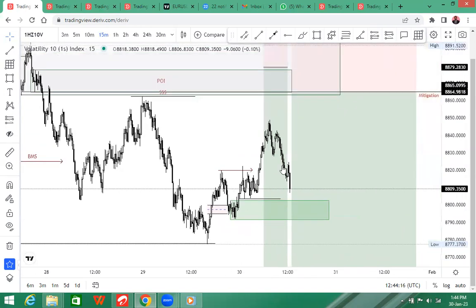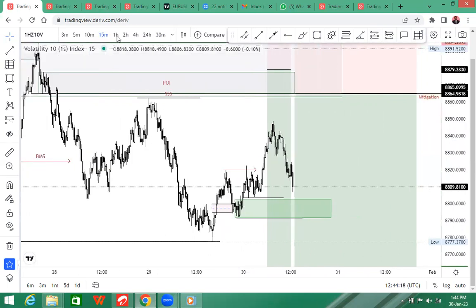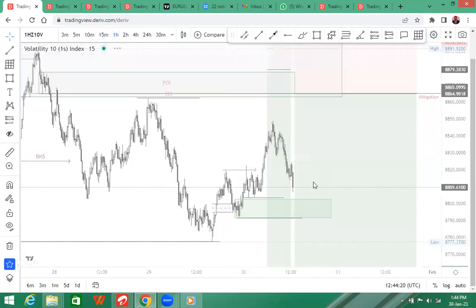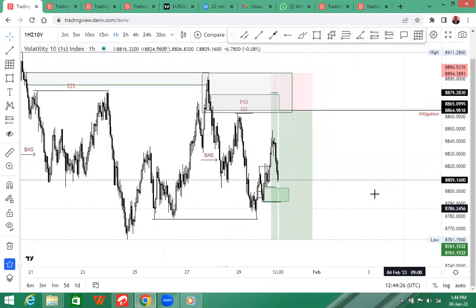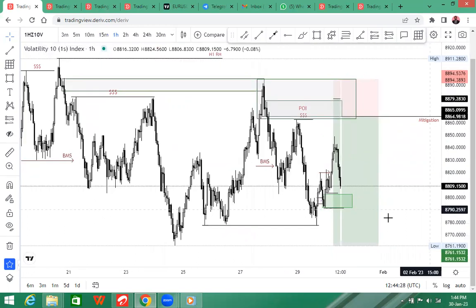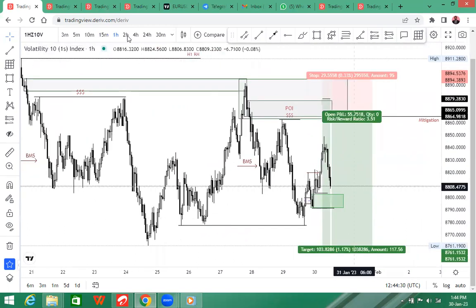It must come. Mr. Bolu, it must come. Let's just be patient. It will come. No, definitely it will come. So long as it is still within the range, anything can happen. We just have to wait within the range and see what price will do.